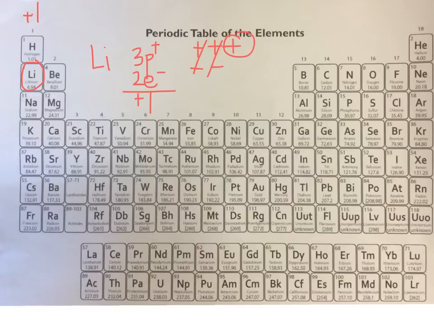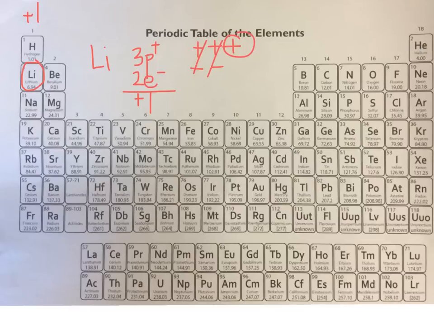All right, so now let's take a look at group 2. So here's beryllium. Let's see, it can either gain 1, 2, 3, 4, 5, 6. It could gain 6 electrons. They have the same number as neon. Or beryllium can go back 2, 1, and then go over here, 2. Or it can lose 2 electrons and have the same number as helium.